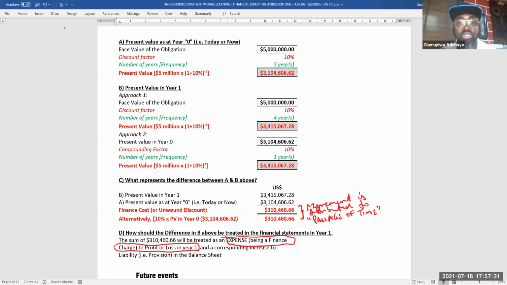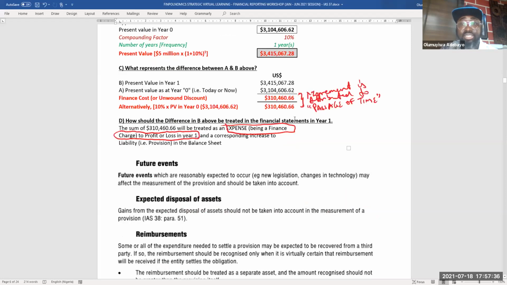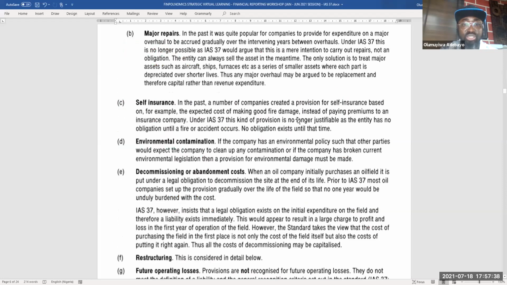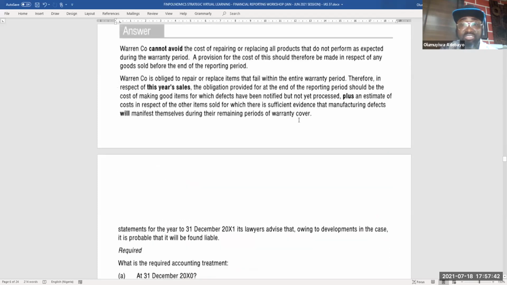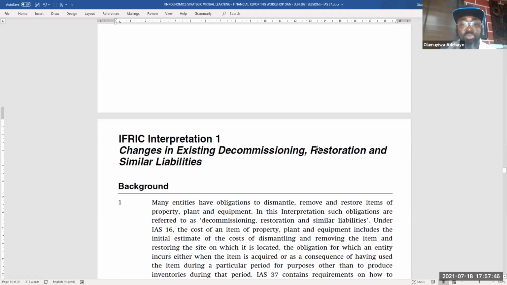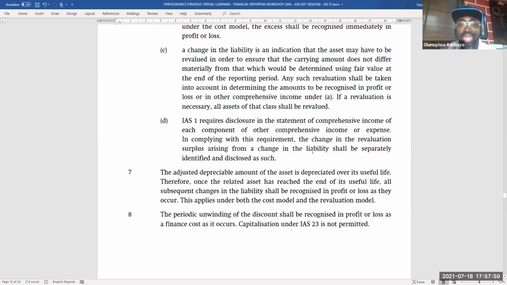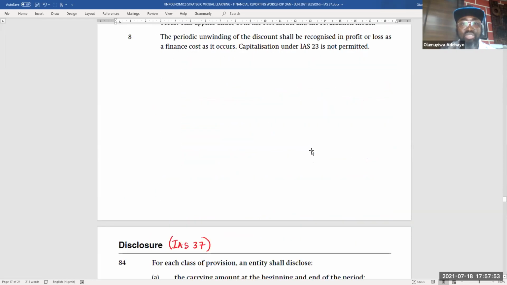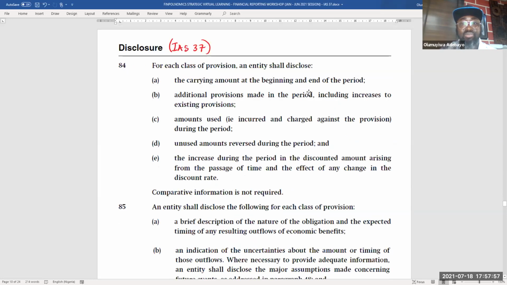And that is what it is, which means out of the three things that bring about changes in provision, the only one that primarily, without giving cognizance to any of those guidance, goes directly to profit or what? Or loss. Okay, now in conclusion, we'll go back to our disclosure requirements for IAS 37.